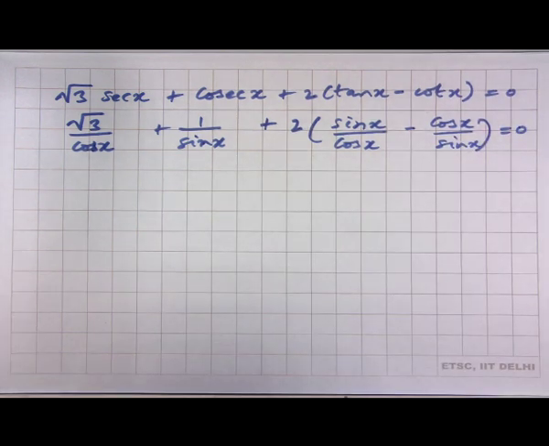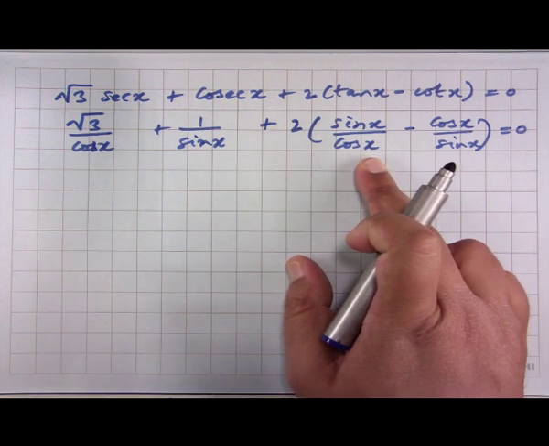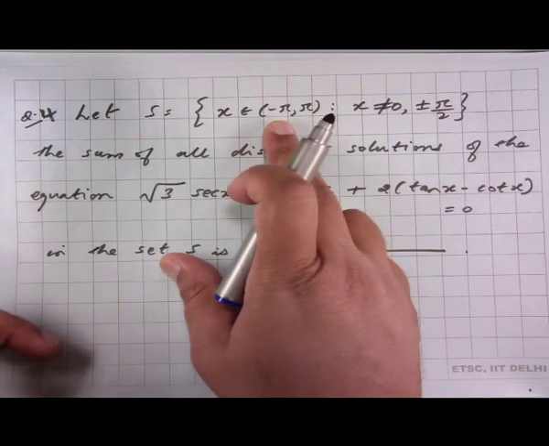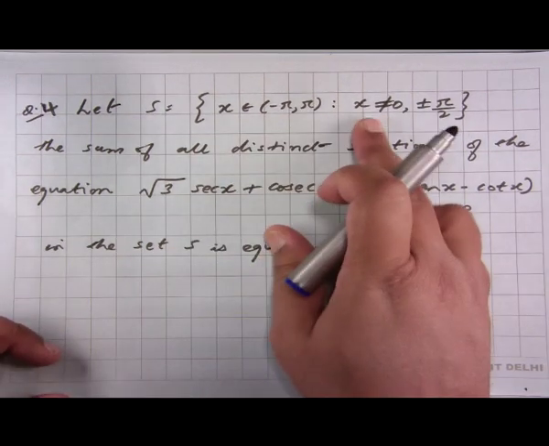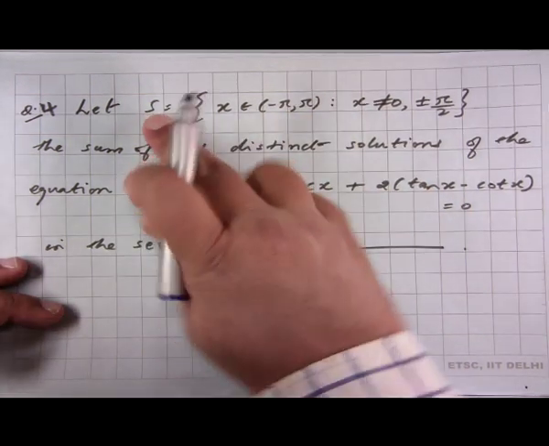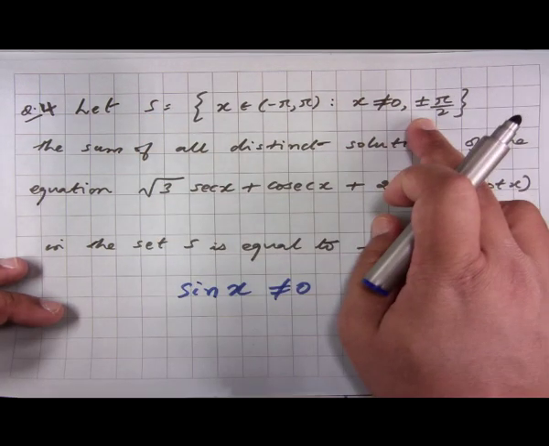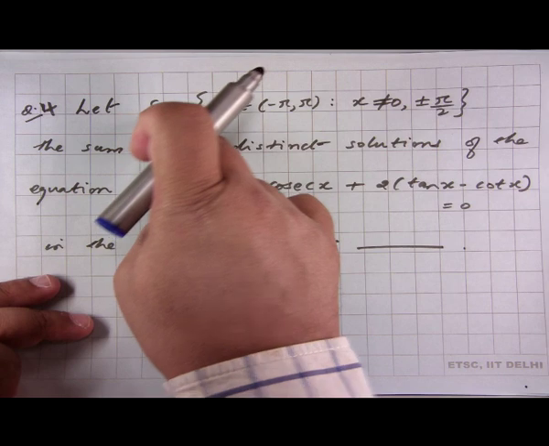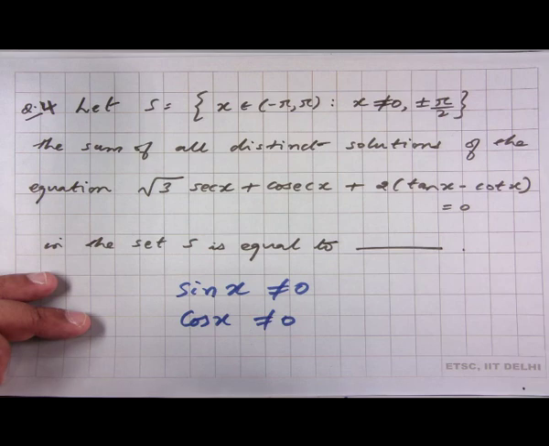Now since it was mentioned that x cannot be plus minus pi by 2 and also not 0, and x can also not be equal to plus or minus pi. So since x cannot be 0 and neither can it be plus minus pi, it is clear that for all x belonging to S, sin x is not equal to 0. Similarly, since x is not equal to plus minus pi by 2, for all x belonging to this set S, cos x is also not equal to 0, and hence their product is also not equal to 0.